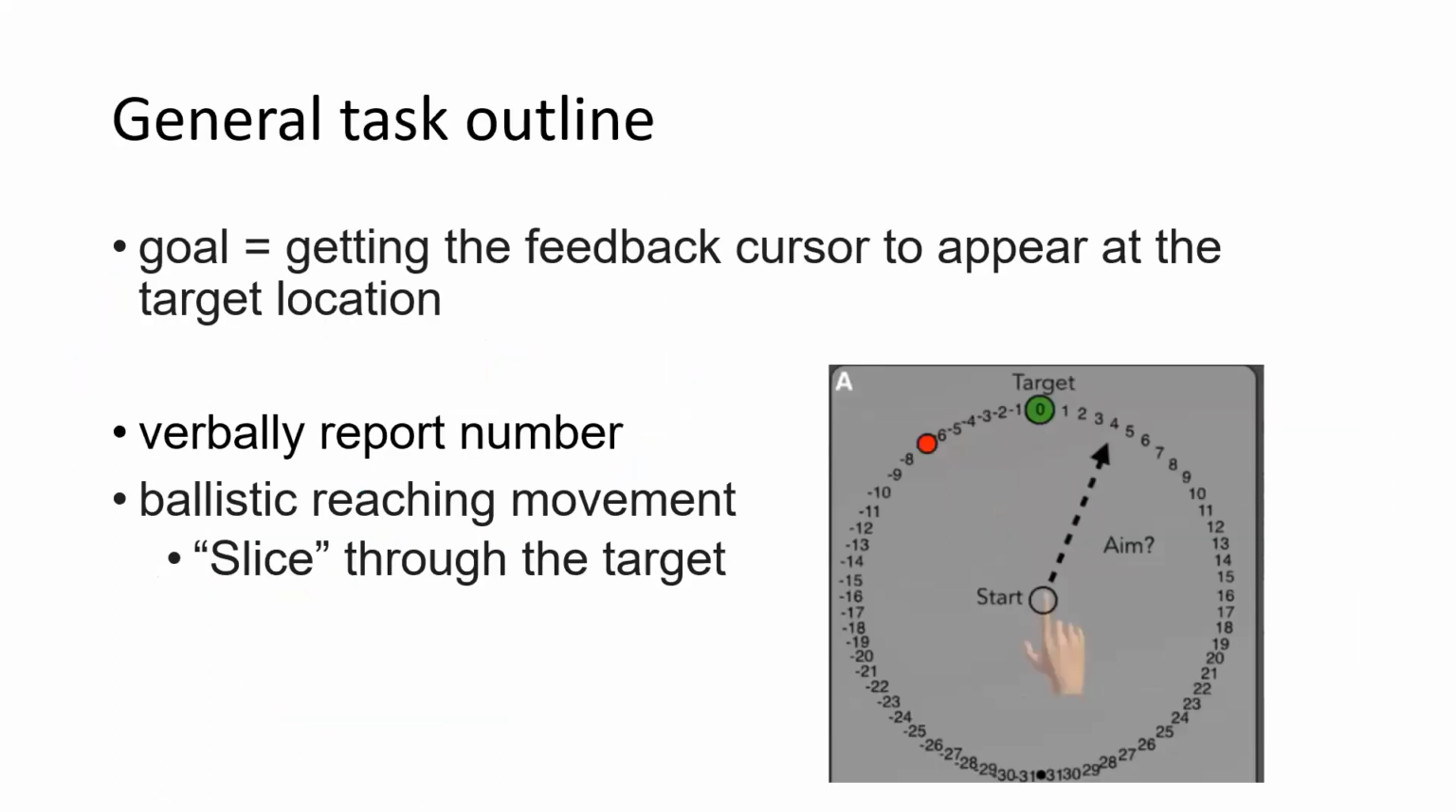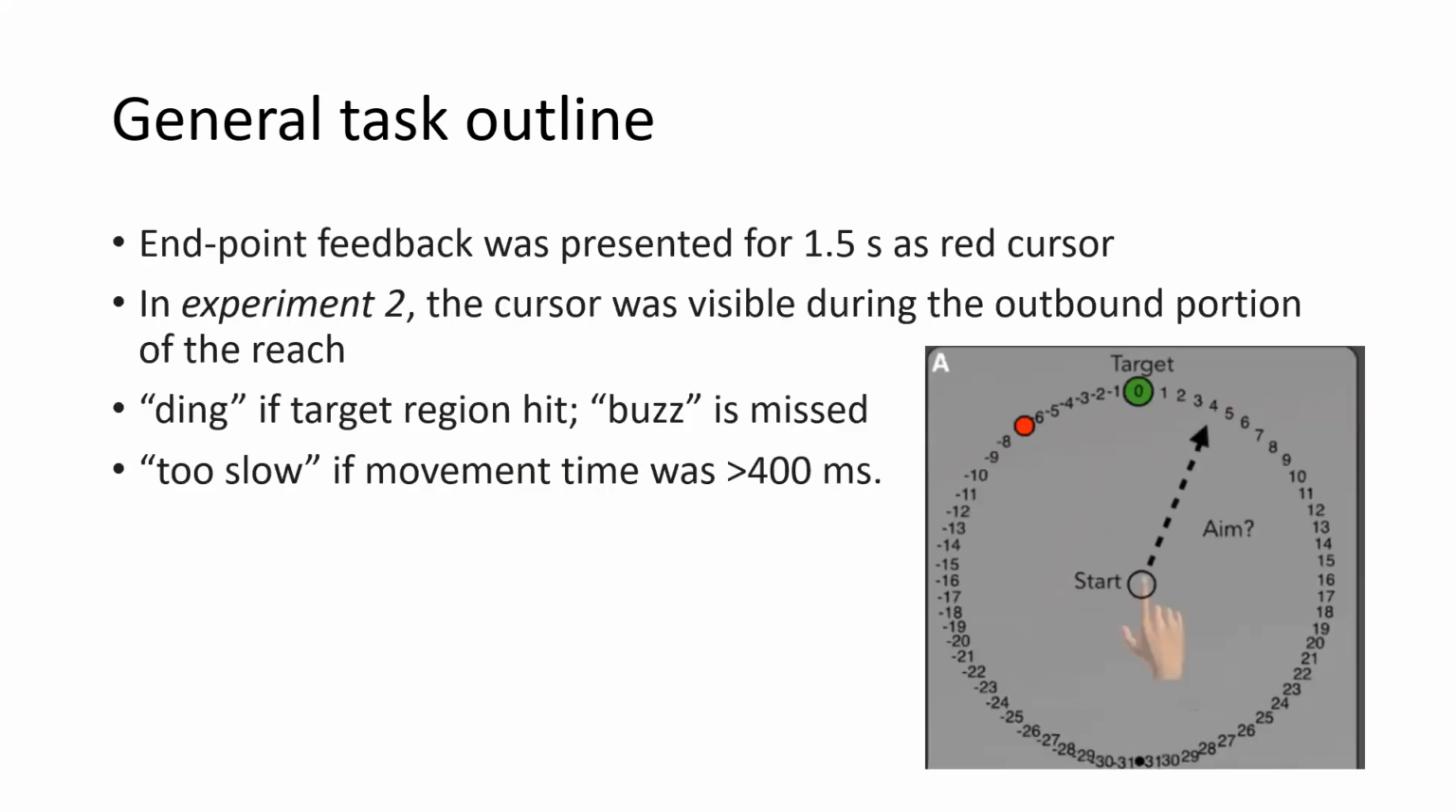The goal was to move the cursor into the target location, and before starting the movement, you had to verbally report to the experimenter where you were aiming. And remember, because of the perturbation, your aim should not have always matched where the target actually was. The participants were instructed to slice through the target, emphasizing quickness of movement. And feedback was given for 1.5 seconds.